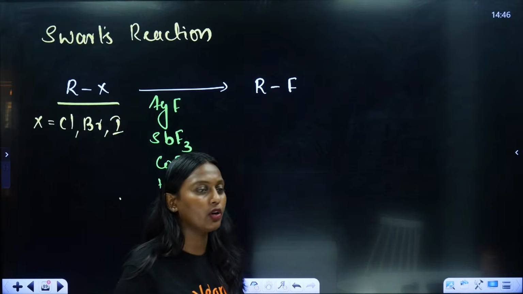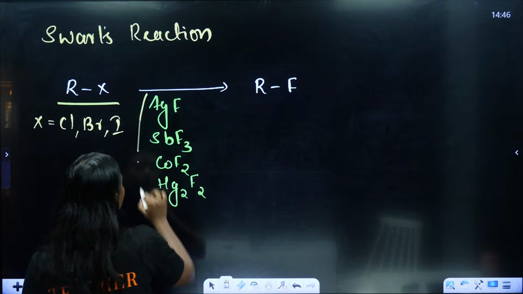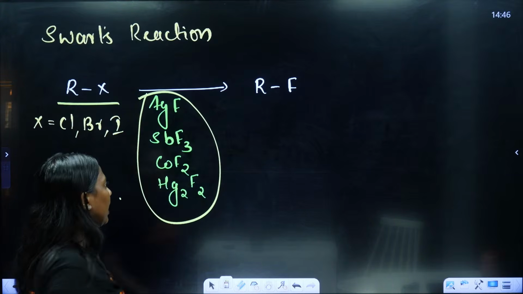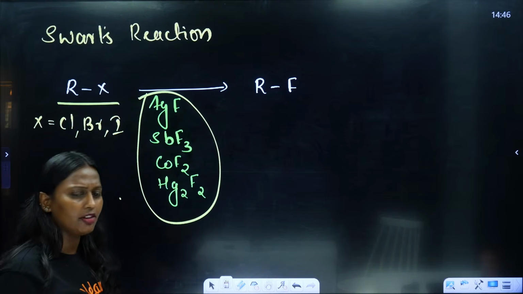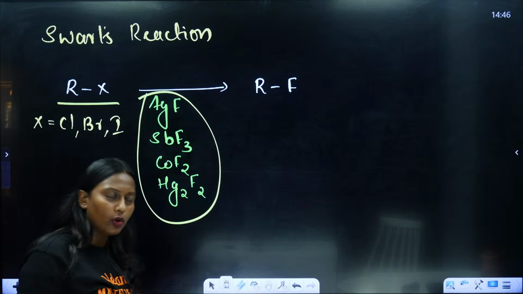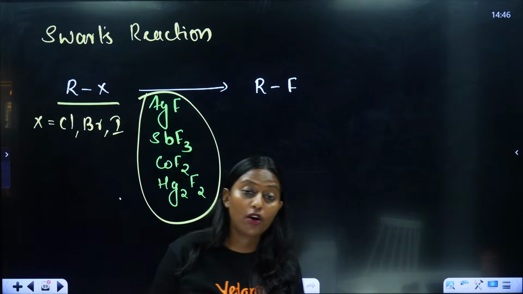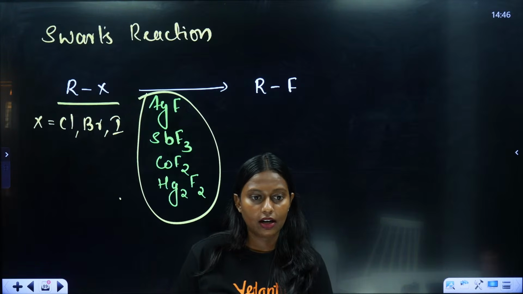Okay, alkyl fluoride we are preparing. Here we can use metal fluorides. Any one of the reagents you can use. Metal fluoride: AgF is there, SbF3 is there, CoF2 is there. So different types of metal fluorides are there.